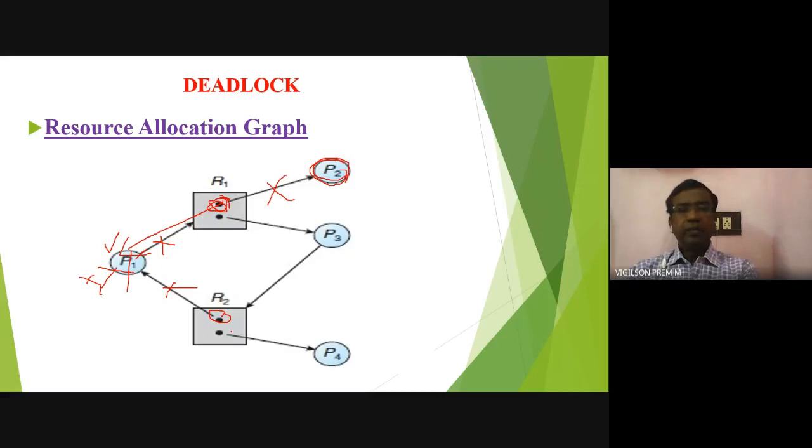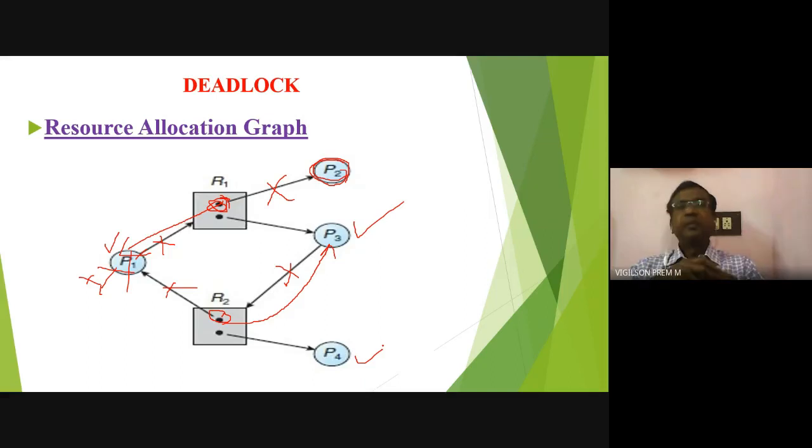Now this resource will be allocated to P3, so this arrow will become like this: allocated to P3, request granted. Now P3 is holding R1 and R2, not waiting for any resource, so P3 also will complete its work. P4 is not waiting, so by default P4 also will complete its work. This is why there is no deadlock here.